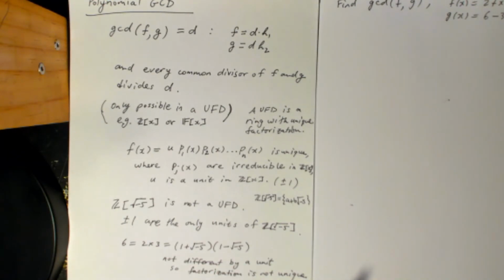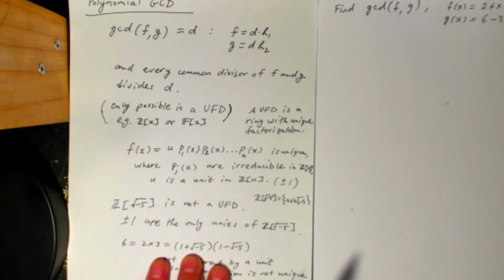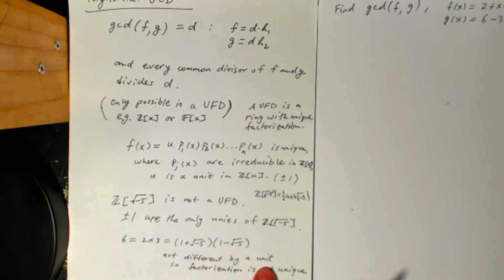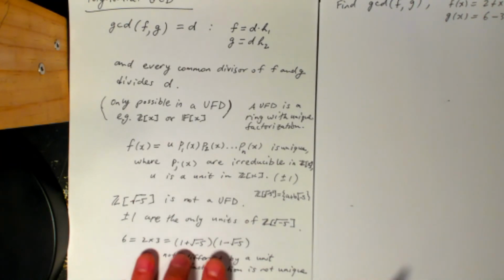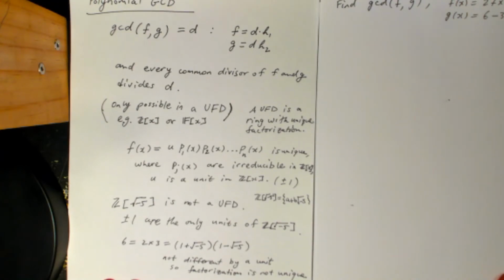Now consider the two factorizations. 6 is equal to 2 times 3, but 1 plus root minus 5 times 1 minus root minus 5 also gives 6. So we have two factorizations, but the key here is that these numbers do not differ by multiplication by a unit, because the units are only plus or minus 1. So that makes this factorization not unique. Okay, so this is an example of a ring that's not a unique factorization domain.